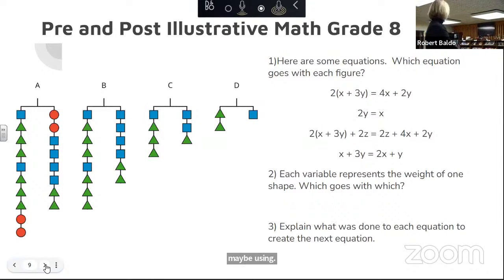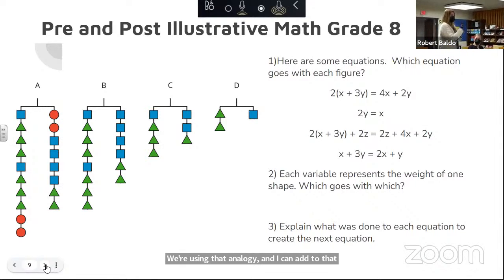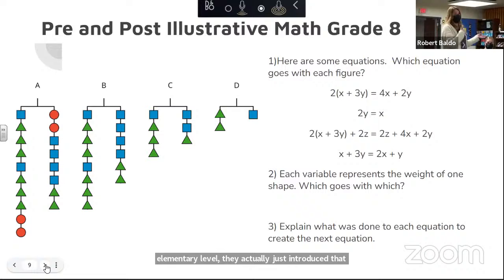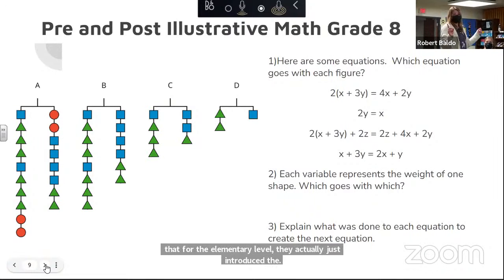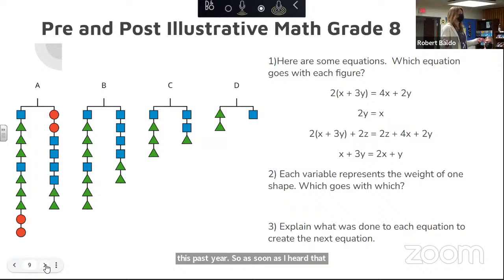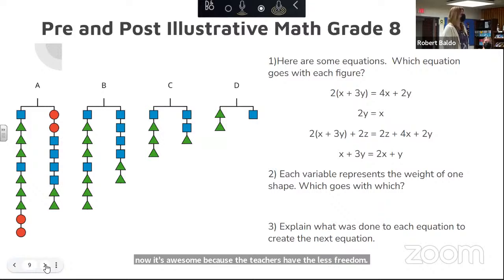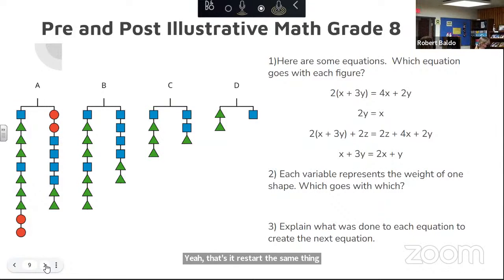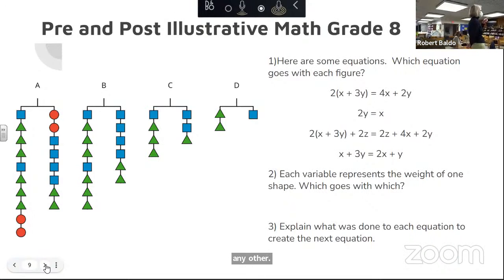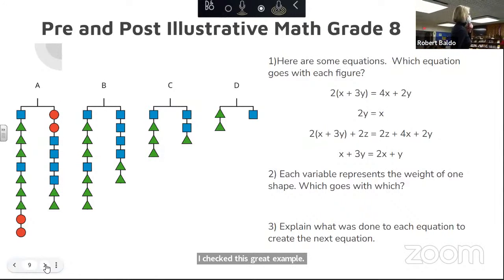And I can add to that for the elementary level, they actually just introduced the K5 this past year. So as soon as I heard these guys talk about how interested and excited they were about it, as we began rewriting some of our curriculum, we started using some of the illustrative materials too. So yes, we have Bridges as one of our main resources, but now it's awesome because the teachers have illustrative too as a resource. So it's been great. Any other?